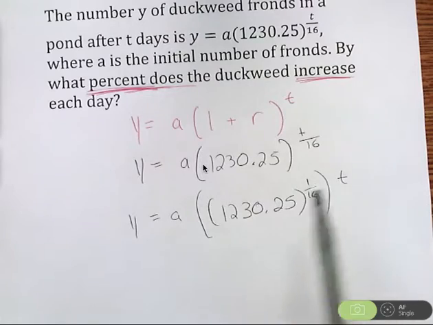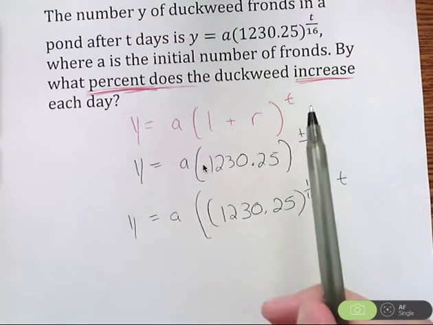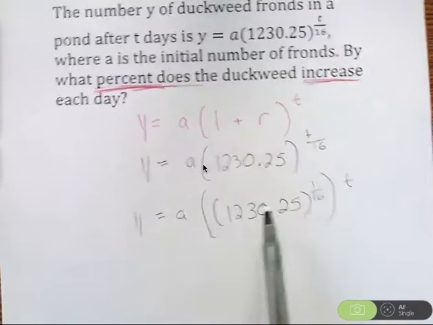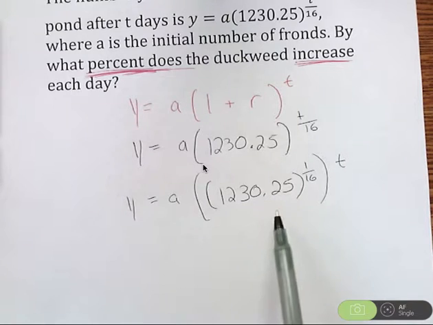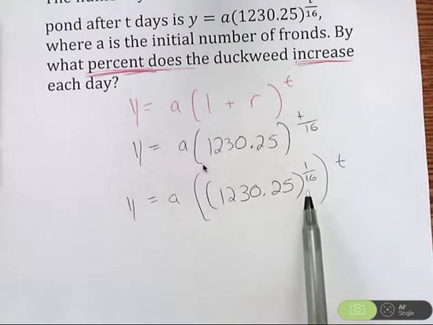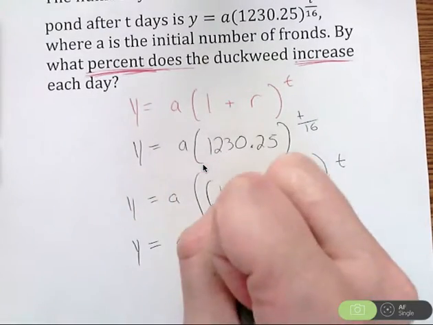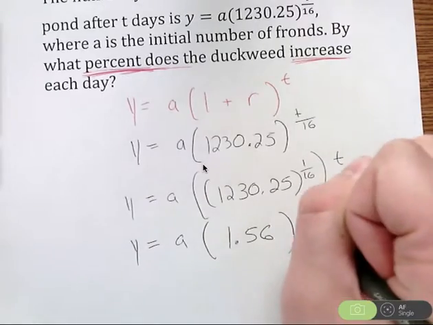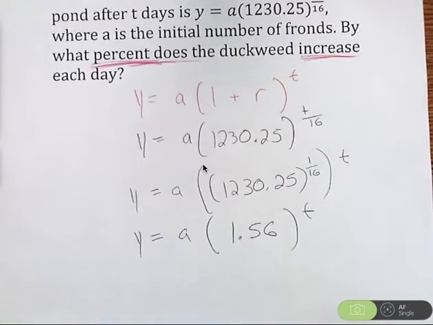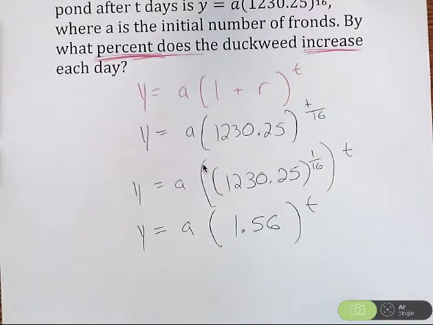What I'm going to do next is we're starting to look a little bit closer to this top one than red. t is all by itself on the outside of the exponent. I just want to clean up the inside here. So what I would do is I would take a calculator and take 1230.25 to the 1/16th power. Now when you do that, you get 1.56, and I rounded there, and we still have that t on the outside. So we're getting a lot closer looking like up here. We just need to figure out what is the percent increase or decrease.